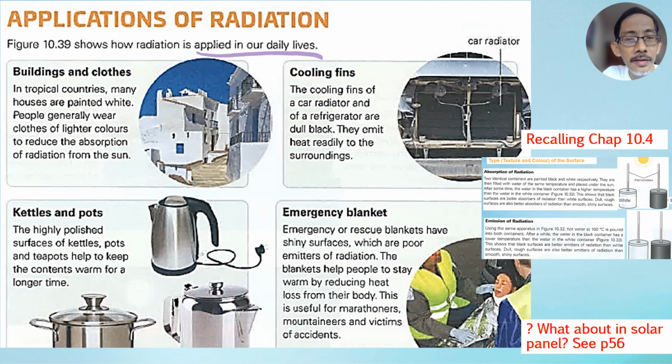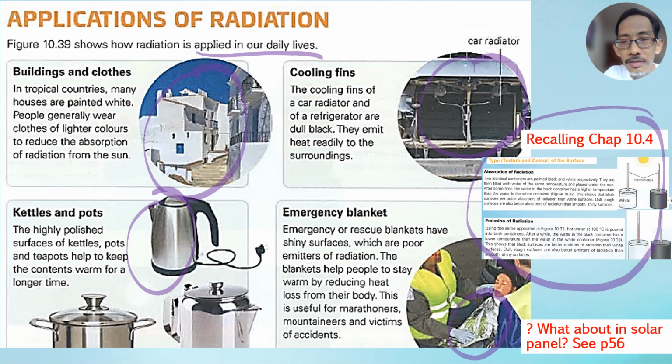Type of surface is actually understood as two parts: the texture of the surface and the color of the surface. You can see in the few examples here. It's quite obvious, but let me just go through this in a bit of detail. Before we move on, this is what I'm talking about, under chapter 10.4, where I had the experiment with a white can and a black can for emission and absorption. Let's delve into the actual meaning here.